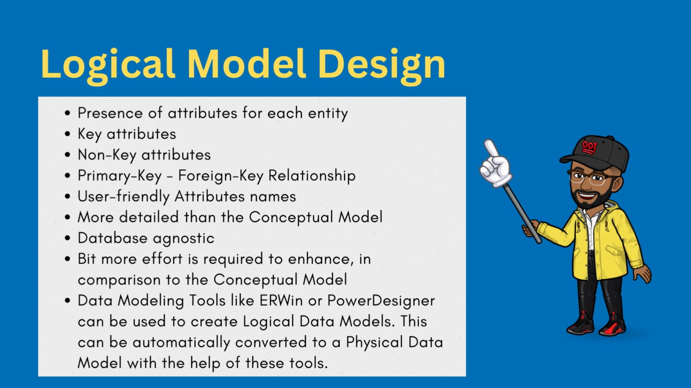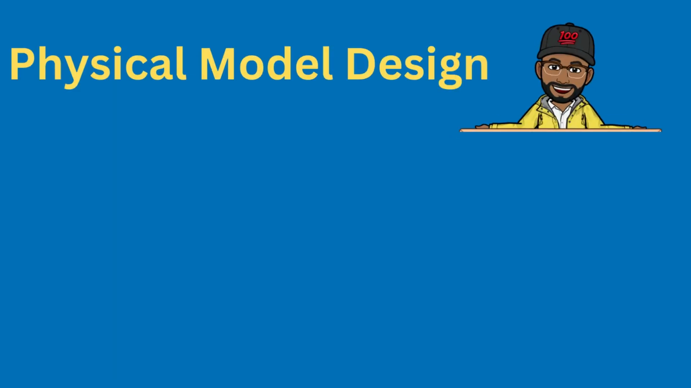By using a data modeling tool like Erwin, this is the tool we are going to see tomorrow. Erwin is the data modeling tool, or PowerDesigner, can be used to create logical data models. So this data model we are going to create, and then this can be automatically converted to a physical data model with the help of this tool. If you create the logical data model, the Erwin tool will convert this model into a physical data model. It will create the table names and all the columns. So this is the physical data model.